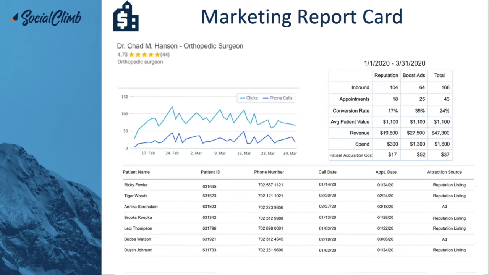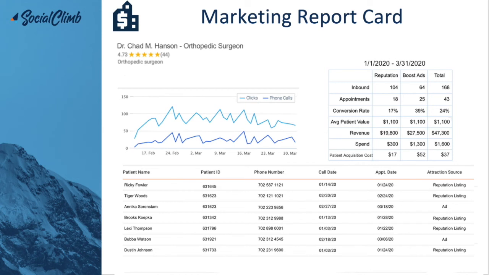Now, the next column over is the ads column. In this case, this is where we just were discussing delivering ads to certain zip codes. In this case, 64 people clicked on those ads. 25 of those converted to become appointments. We were able to trace those back and identify those as people who either still have appointments or did have appointments and have become patients in one way or another for Dr. Hansen. That's a 39% conversion rate.